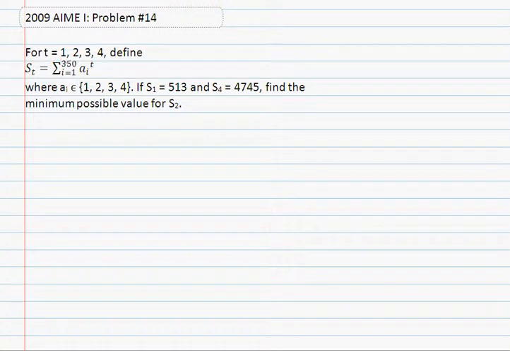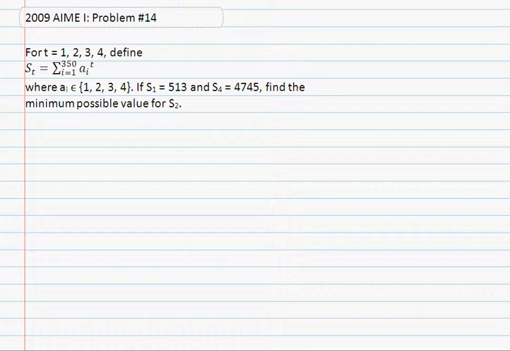For t equal to 1, 2, 3, 4, define S sub t equal to the sum from i equals 1 to 350 of a sub i raised to the t power, where a sub i is an element of the set {1, 2, 3, 4}. If S sub 1 is equal to 513 and S sub 4 is equal to 4,745, find the minimum possible value for S sub 2.